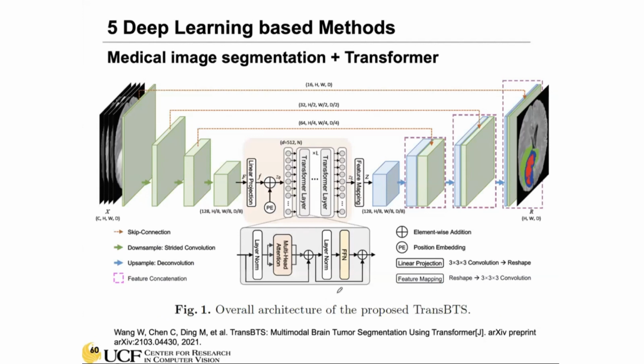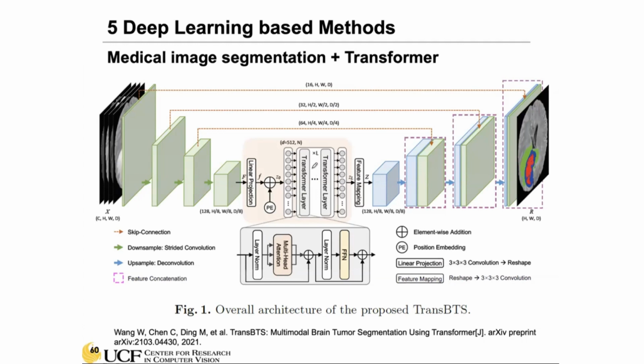And this TransBTS, transformer for brain tumor segmentation, is also another work using the hybrid structure. You also have the CNN network and the transformer encoder to model the global correlation for segmentation. Again, the general architecture still follows this encoder-decoder structure. The way they inject the transformer is, after the CNN, you have the transformer encoder to model the global correlation, then using that to feed into the decoder.